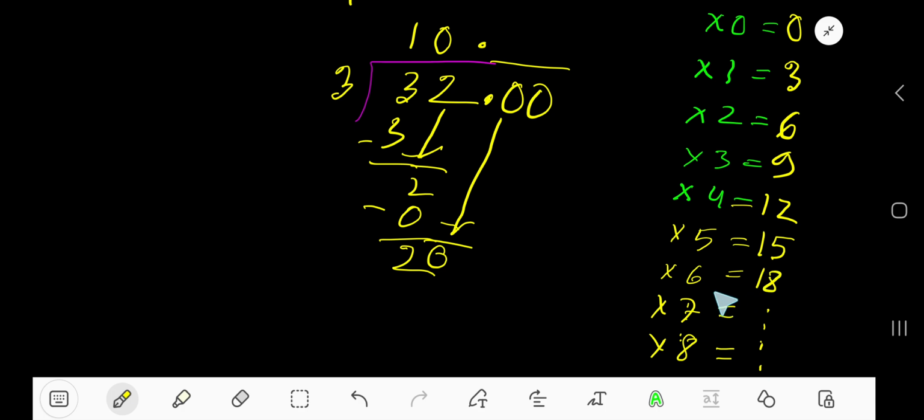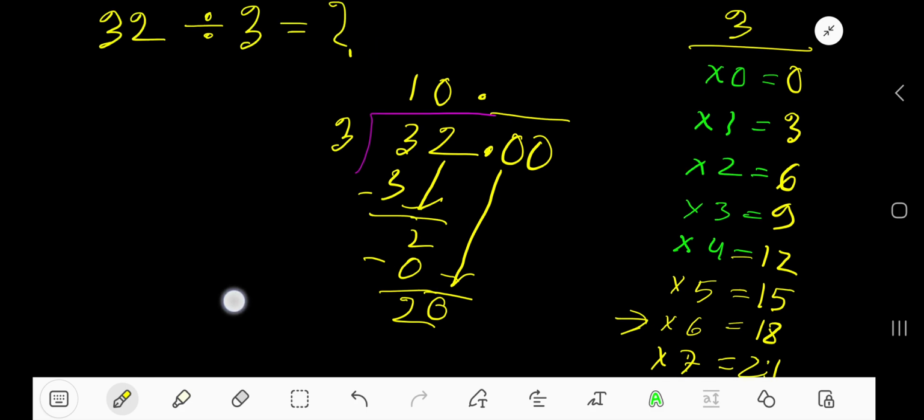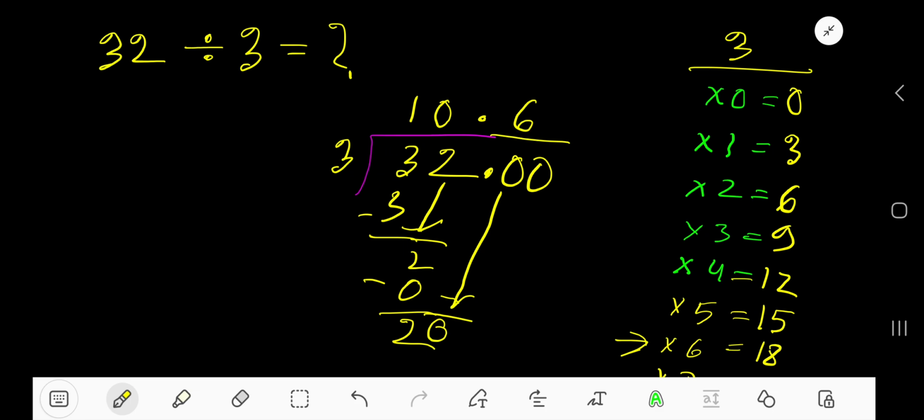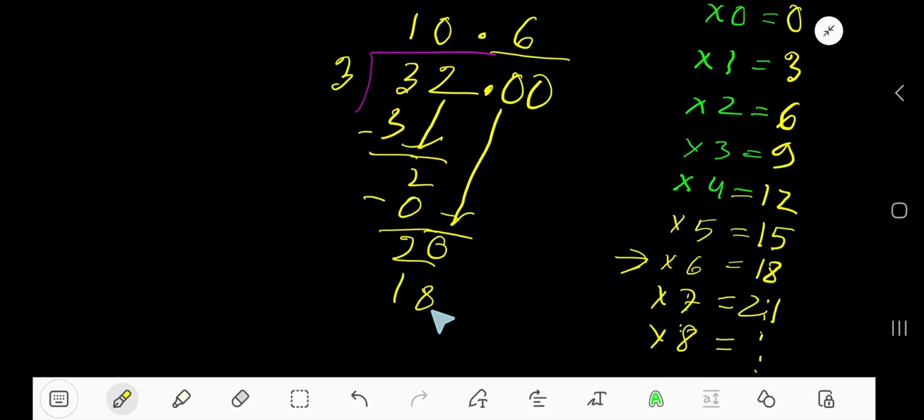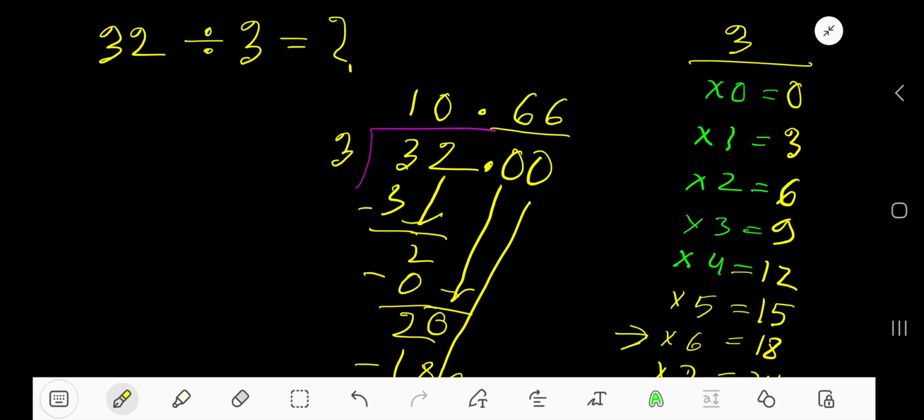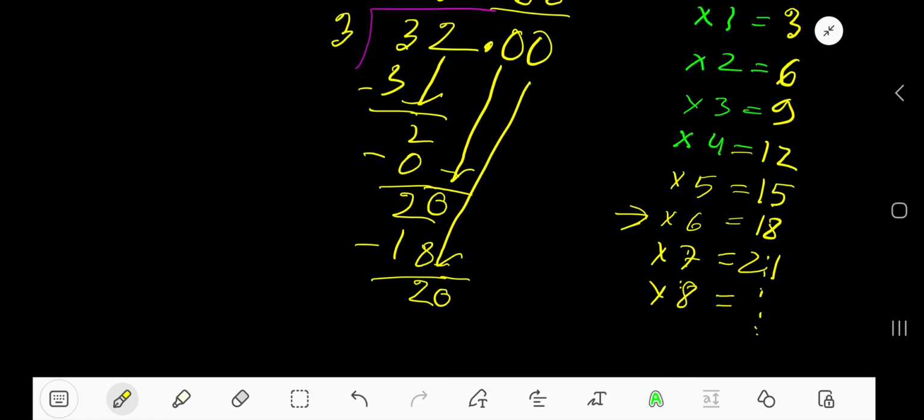3 times 6 is 18. 3 times 7 is 21. 21 is greater than 20, so we have to stop here. 6 times. 6 times 3 is 18. Subtract, you get 2. Bring down this 0. Again, 3 goes into 20 how many times? 6 times. So write 18, subtract, you get 2.